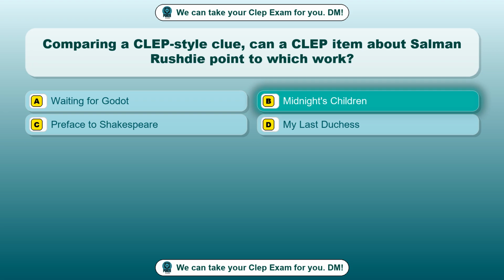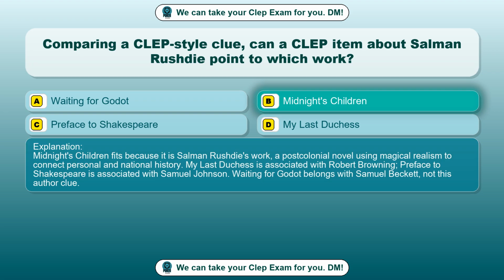Midnight's Children. Midnight's Children fits because it is Salman Rushdie's work, a post-colonial novel using magical realism to connect personal and national history. My Last Duchess is associated with Robert Browning, Preface to Shakespeare is associated with Samuel Johnson. Waiting for Godot belongs with Samuel Beckett, not this author clue.